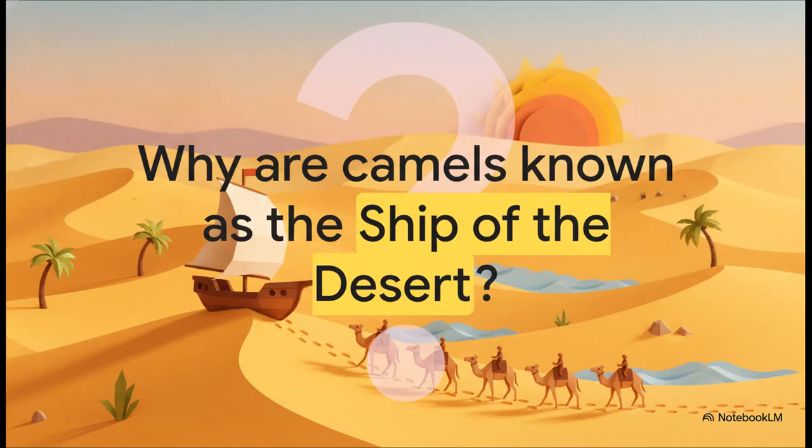Can anyone guess why camels are known as the ship of the desert? I am sure many of you already know this one. Let's think. Why a ship? Very good. It's because they help people safely travel across this massive sea of sand, just like a ship travels right across the ocean water. Let's look at how they are perfectly adapted to do exactly this.